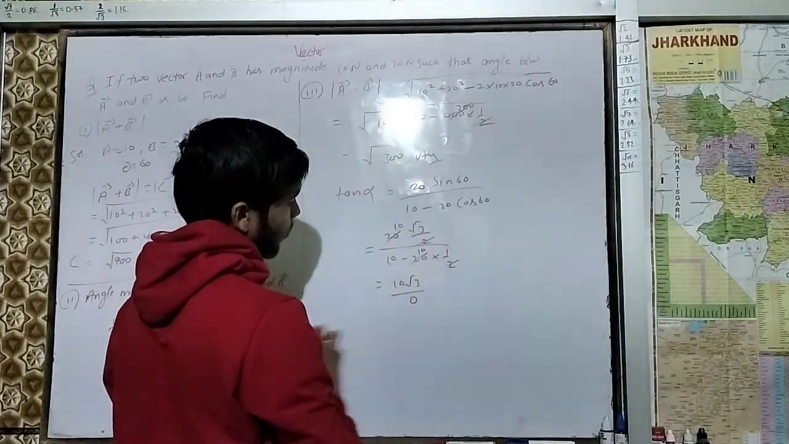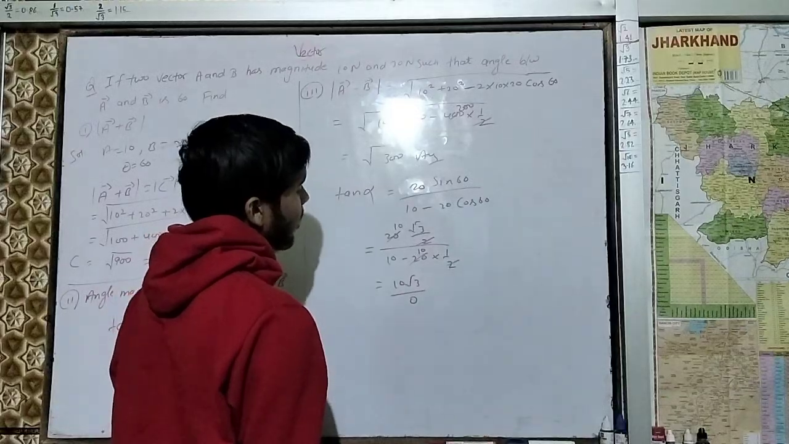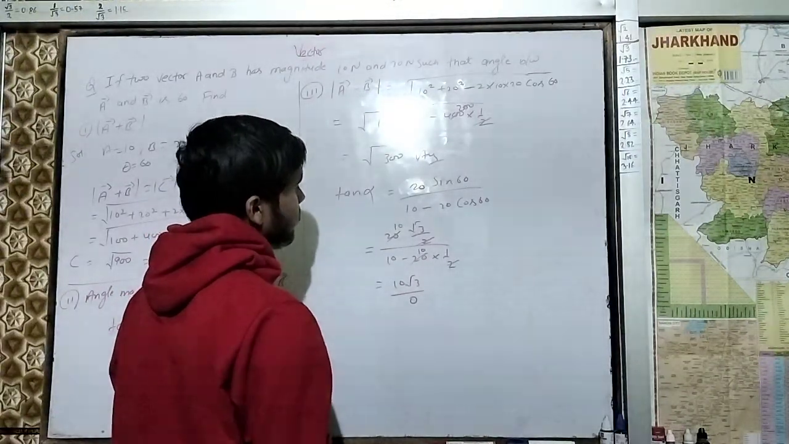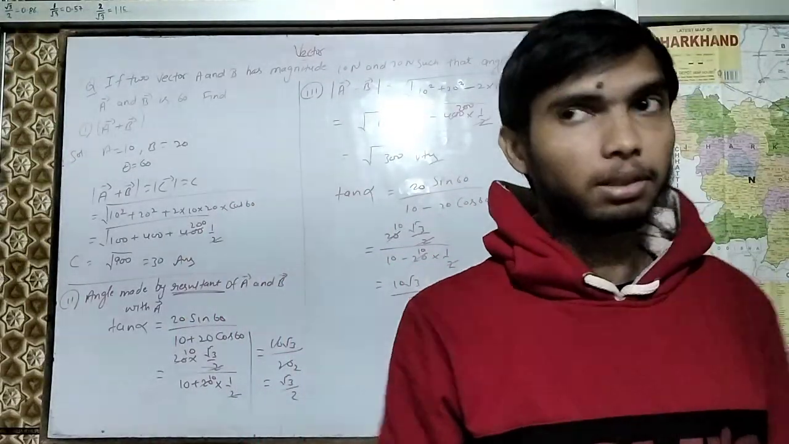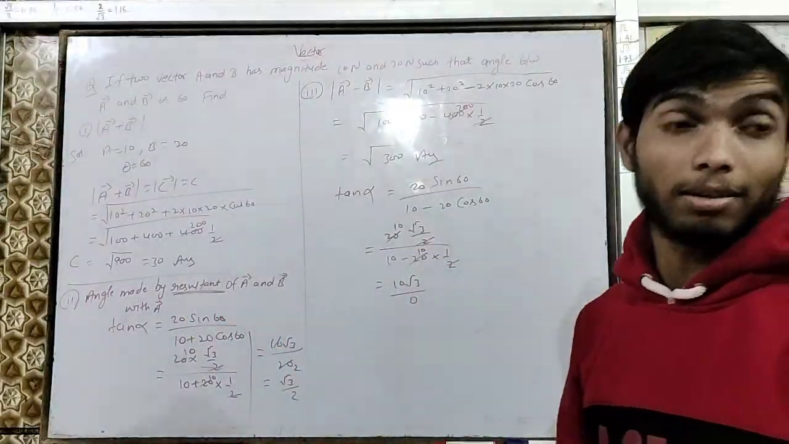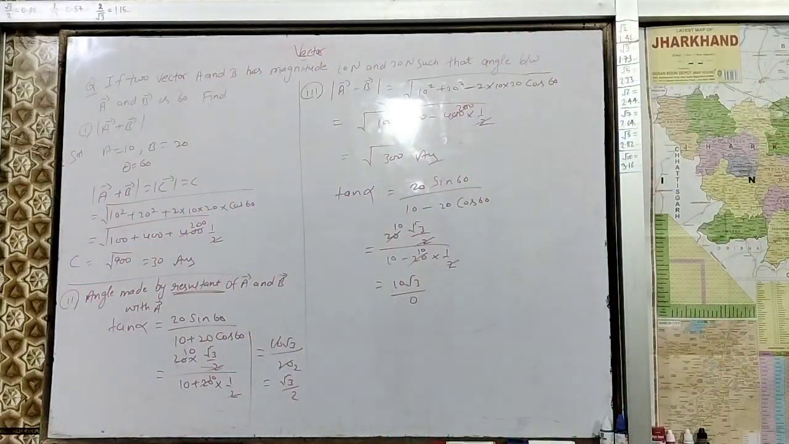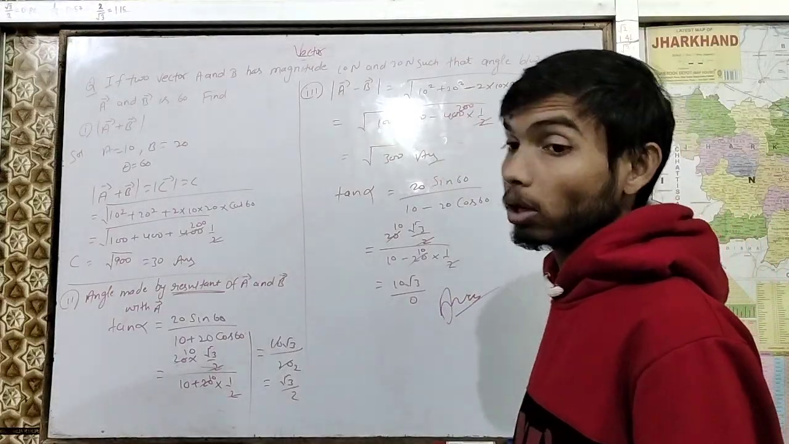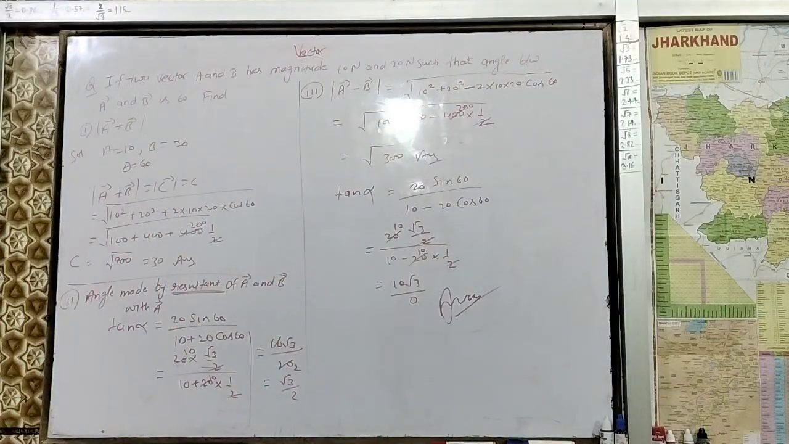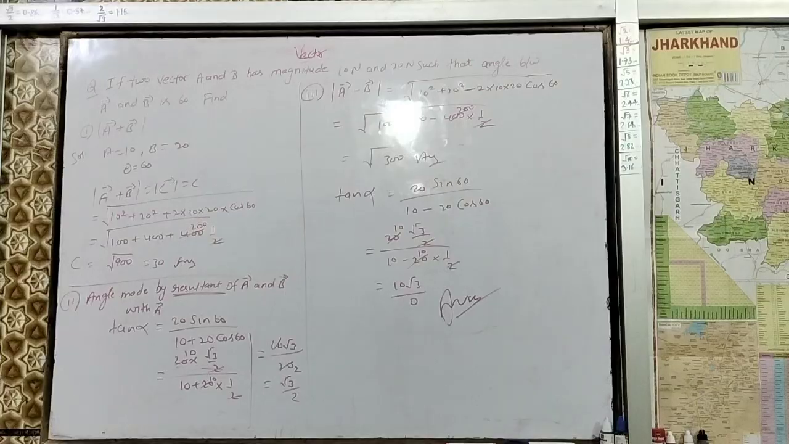So 10 root 3 upon 10 minus 10. This will become 0. Wow. This is undefined. This will be your answer, which is not defined. Yes, not defined, 0 is in the denominator. That's why we can say this is not defined.